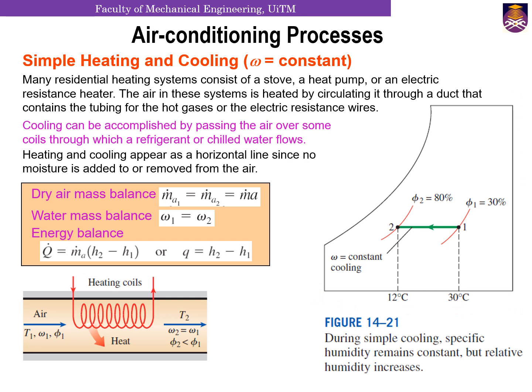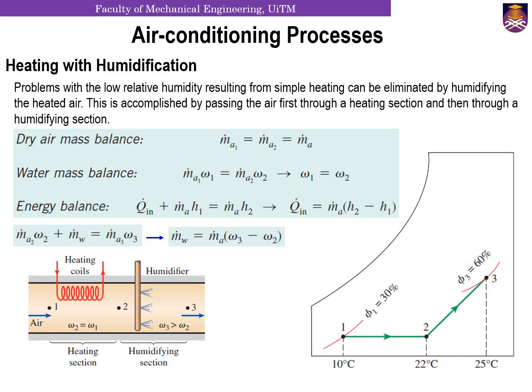All right, then you have heating with humidification. So now heating is just heating. So what you have, a stream of air coming from point 1, which is exposed to heating coils. So it will then heat up. As a result of that, your temperature will rise. So for an example here, we have 1 to 2. So 1 is 10 degrees Celsius. You want to heat it up to 22 degrees Celsius.